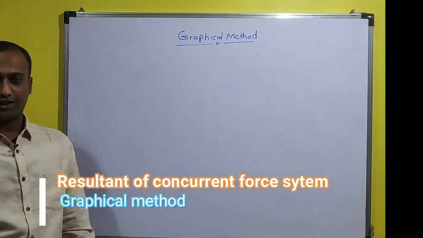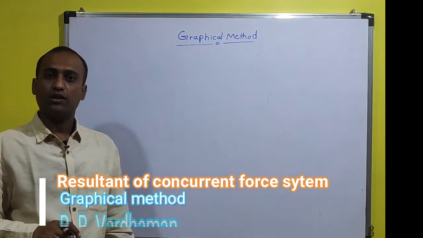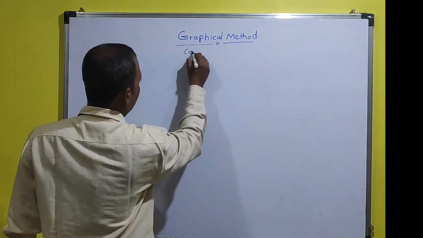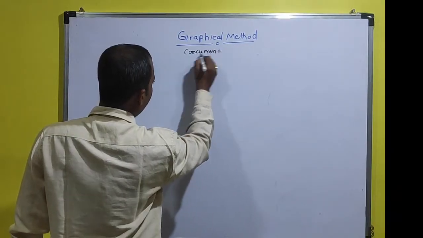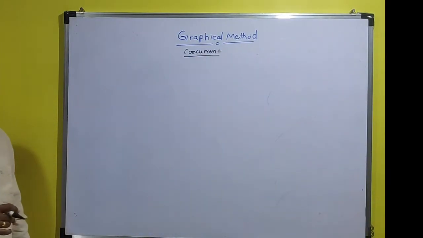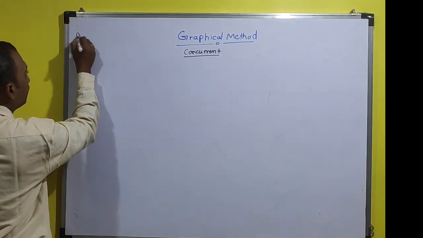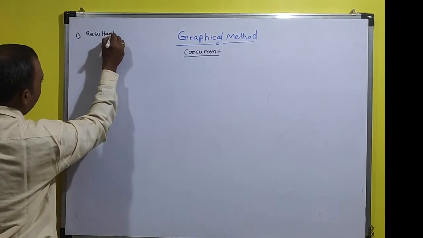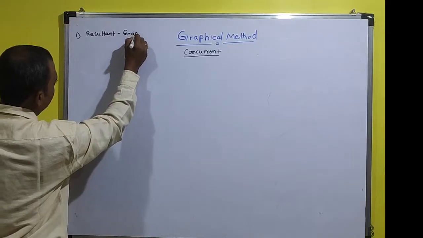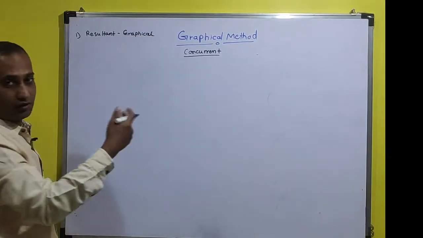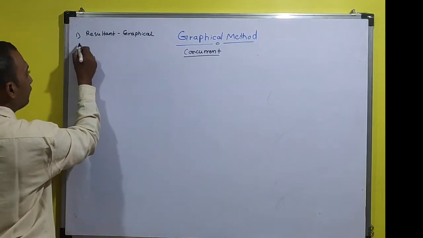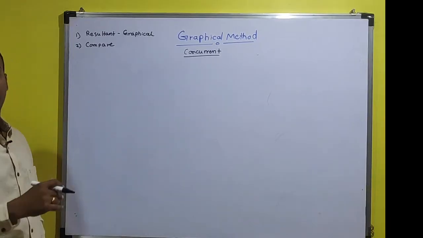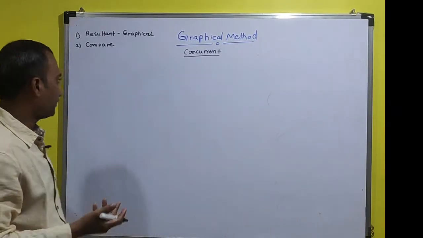Hello everyone. Now we study the graphical method to find out the reaction of a concurrent force system. For the concurrent force system, we will see the graphical method. Here first of all, we need to find out the resultant by graphical method, and we have to compare the results with the analytical method. We have to compare the graphical resultant with the analytical resultant.